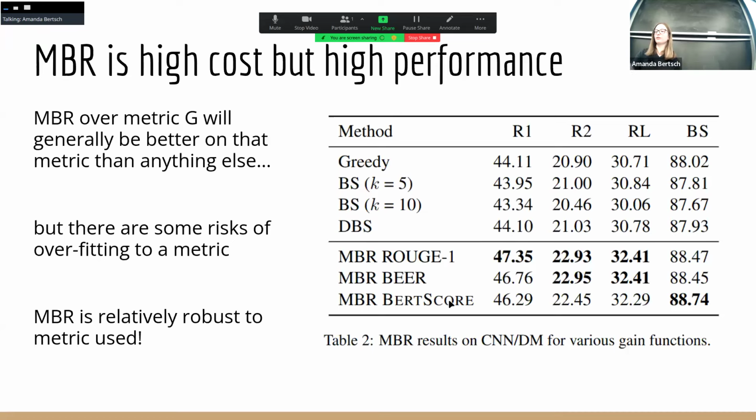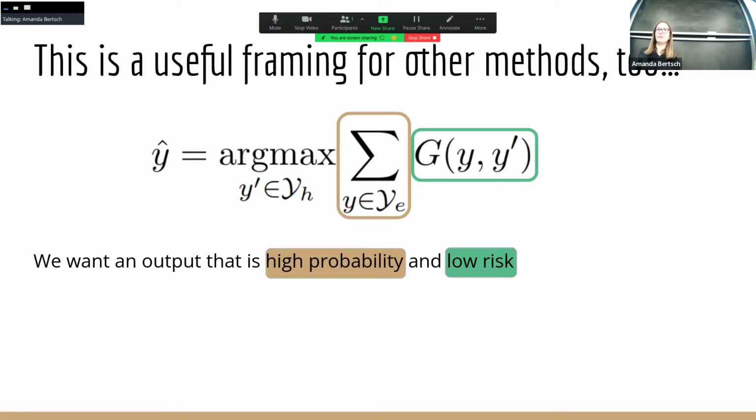And then if we swap this out for other metrics, you still see a performance improvement over these search methods here. What's the catch here? The catch here is that MBR requires you to sample 100 things. And so this is a lot more expensive. It's a lot slower at inference time.